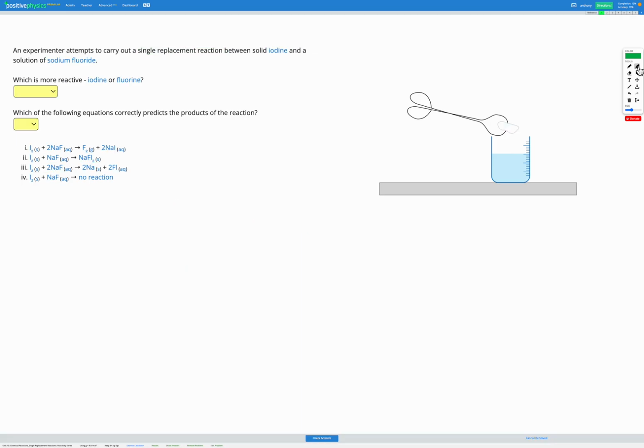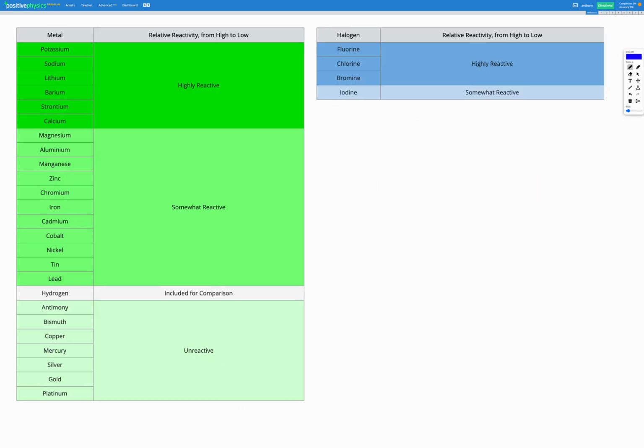In this question, an experimenter attempts to carry out a single replacement reaction between solid iodine and a solution of sodium fluoride. So in this case, we now have two non-metals in our reaction, iodine and fluorine, and we need to figure out which of those is more reactive. So let's head to our reference sheet.